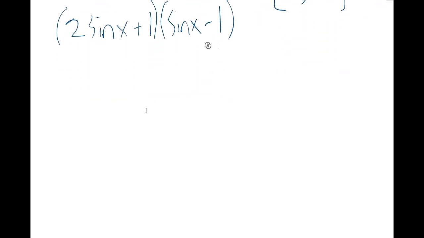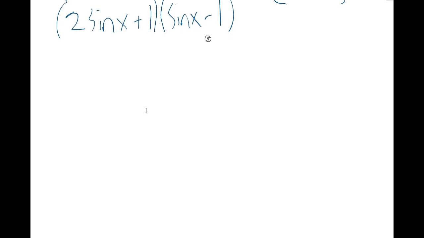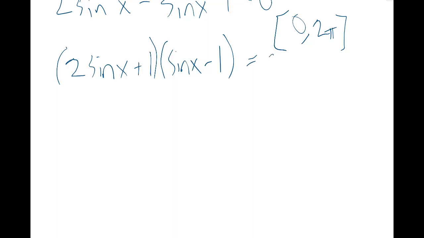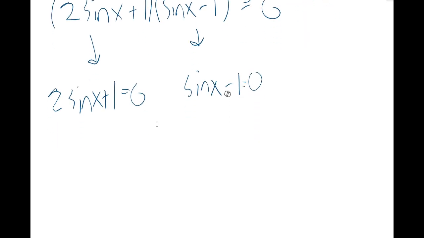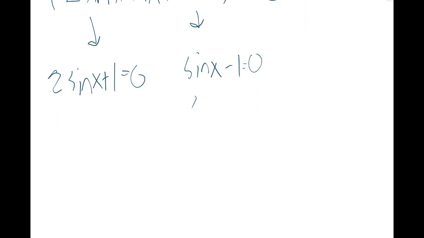Then we do the same thing we did last time. We set each of the pieces equal to 0, because this equals 0. The first is where 2 sine x plus 1 equals 0, and the second is sine x minus 1 equals 0. This one's going to be easier, because where does sine x equal 1 on 0 to 2 pi? That's just pi over 2.